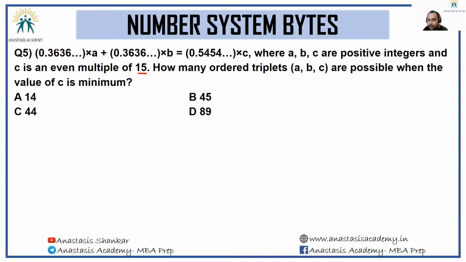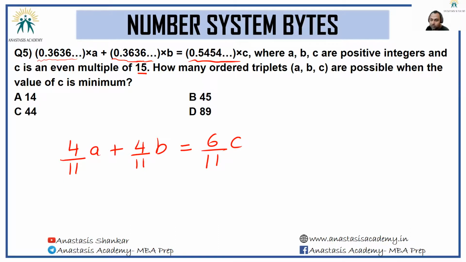Okay, what I expect and want you to know is you should know these numbers. As soon as you see these numbers, a bulb should go off in your head. The expression is essentially 4 by 11 A plus 4 by 11 B is equal to 6 by 11 C. This is what should go off in your head instantly.